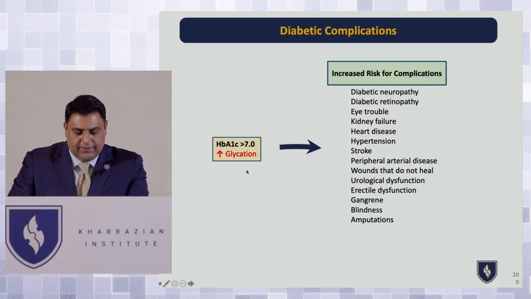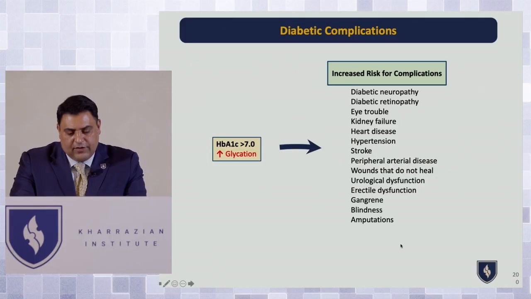Whenever you see HbA1c levels above 7, this is where all these things come into play. And the higher the HbA1c, the greater risk there is for diabetic neuropathy, retinopathy, eye troubles, and that could be cataracts, that could be scotomas, it can be eye movement muscle disorders where they get double vision, palsies, nerve palsies, kidney failure, heart disease, hypertension, stroke, peripheral arterial disease, wounds that don't heal, urological dysfunction, erectile dysfunction.